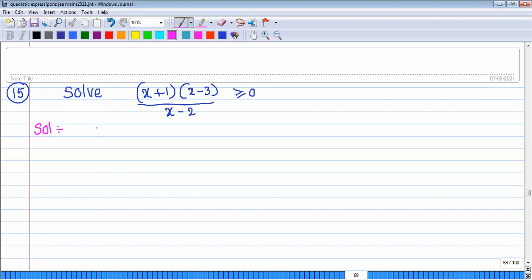Here, let y equal to x plus 1 into x minus 3 by x minus 2, sir. We need to multiply x plus 1 and x minus 3, sir. Then we need to cross multiply x minus 2, and then the value will come xy minus 2y. Then we need to change the LHS value.